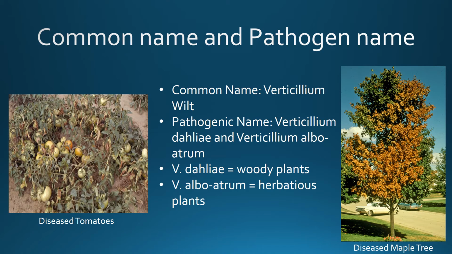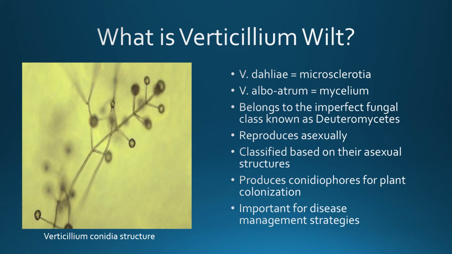Now, there are several species of Verticillium that are typically referred to under the umbrella term Verticillium wilt. However, we are going to be focusing on the most economically damaging, Verticillium dahliae and Verticillium albo-atrum, the first of which targets woody plants, whereas the latter mainly impacts herbaceous plants. Despite this difference, their biology is very similar and essentially only differ with respect to their resting structures produced. Verticillium dahliae produces microsclerotia, and Verticillium albo-atrum produces mycelium.